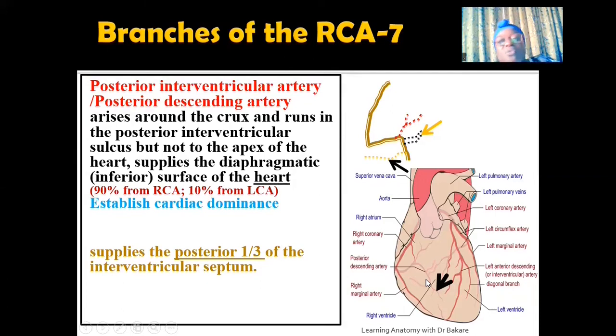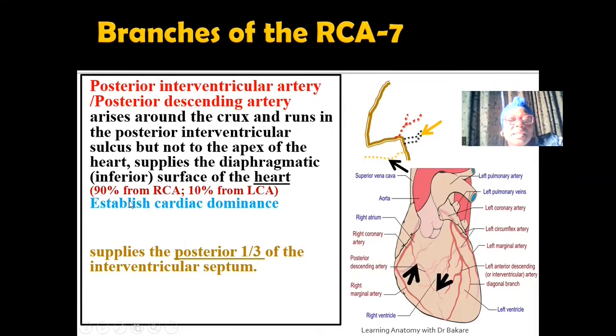So for us to know. So just take note of this, that there is a bit of variation also in the emergence of the posterior interventricular artery or the posterior descending artery. And this can be used to establish the cardiac dominance. The establishment of cardiac dominance is very important in cardiac surgery, particularly coronary artery bypass grafting.